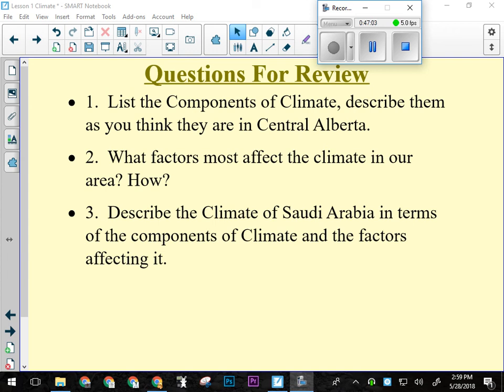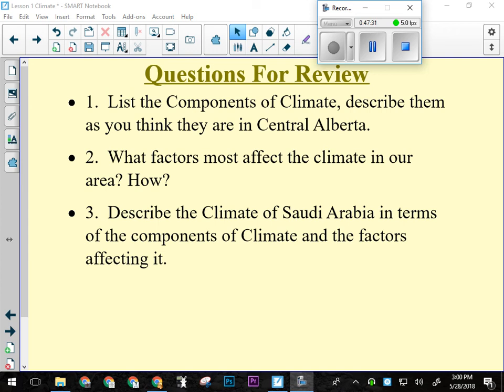All right, for question number 2, what factors most affect the climate in our area? Okay, here's the thing, guys. It doesn't matter what location on Earth I give you. The first component you should list because it affects everywhere is latitude. Latitude is the primary factor affecting the components of climate because it's what determines energy.